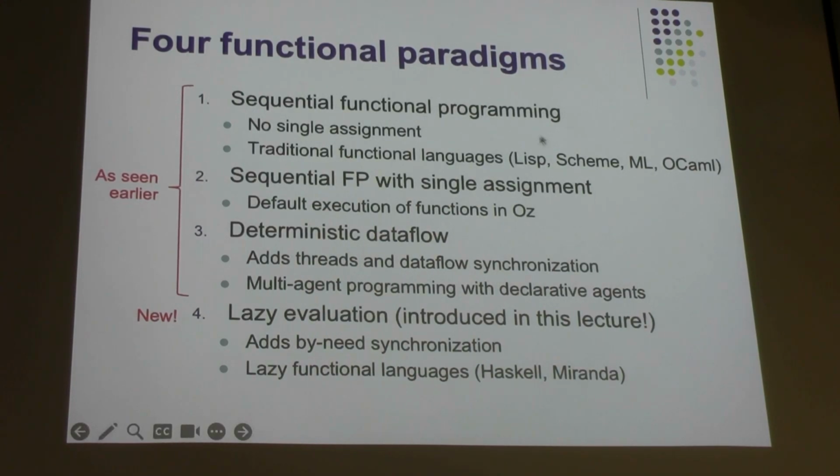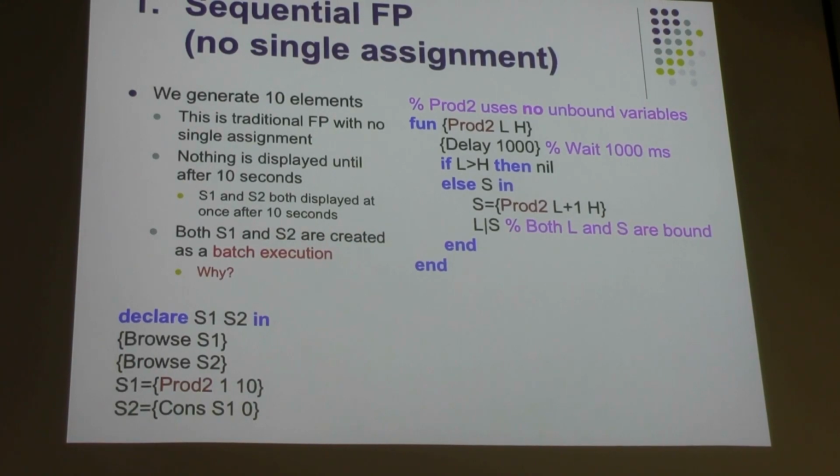So these languages are actually used quite a bit for very powerful kinds of software. Okay, so that was just an introduction. Now this is something we did not see in the last lecture. This is the paradigm that I forgot in the last lecture. So if we have a traditional sequential functional program with no single assignment, so there are no unbound variables, how do we have to slightly rewrite the code in Oz?